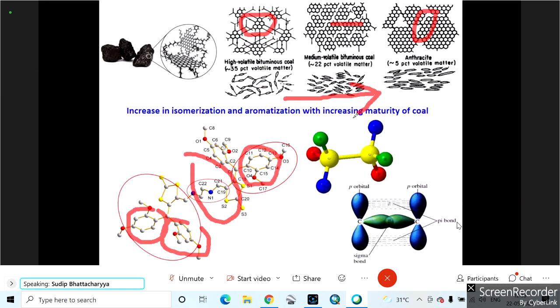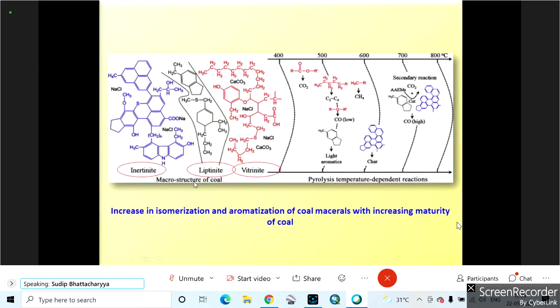Now one thing is very important that I want to tell you from here: when aromatization increases, then maturity also increases, that is, the coal is becoming more mature. So this is one thing. Accordingly, inertinite should be more mature because it is inert, and this maceral mass is more mature, and it is of the aromatic range. Vitrinite has both aliphatics and aromatics.